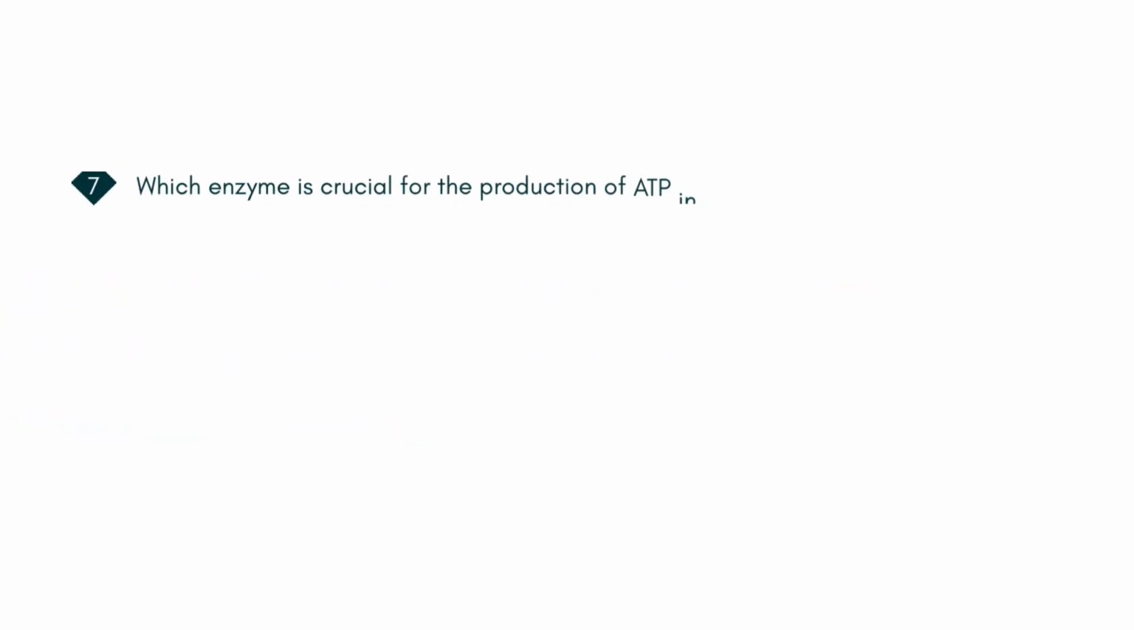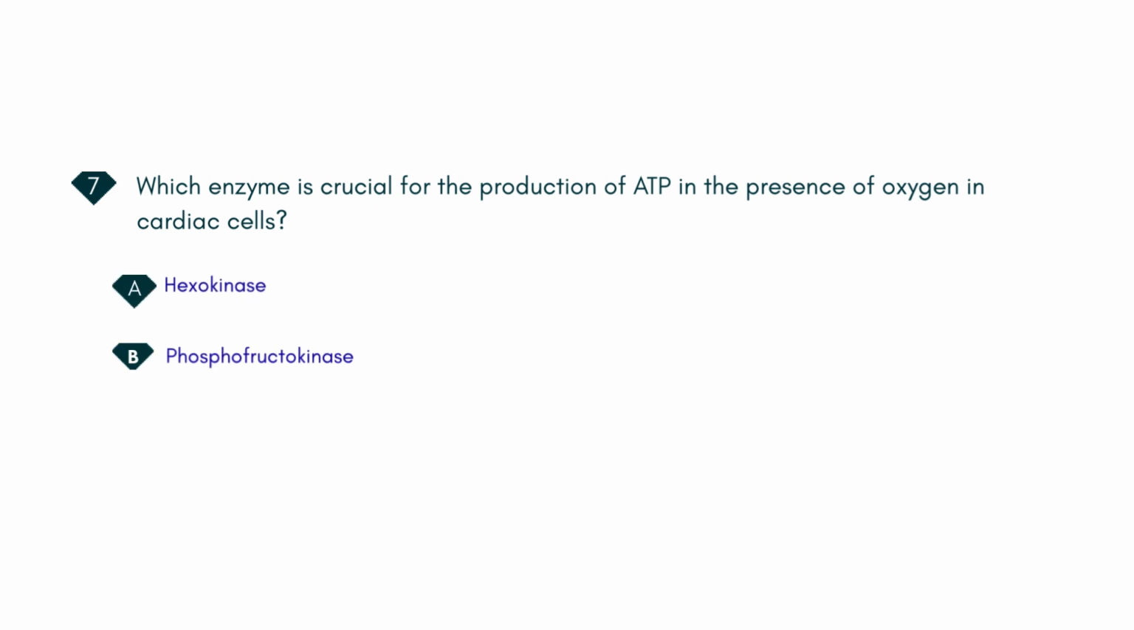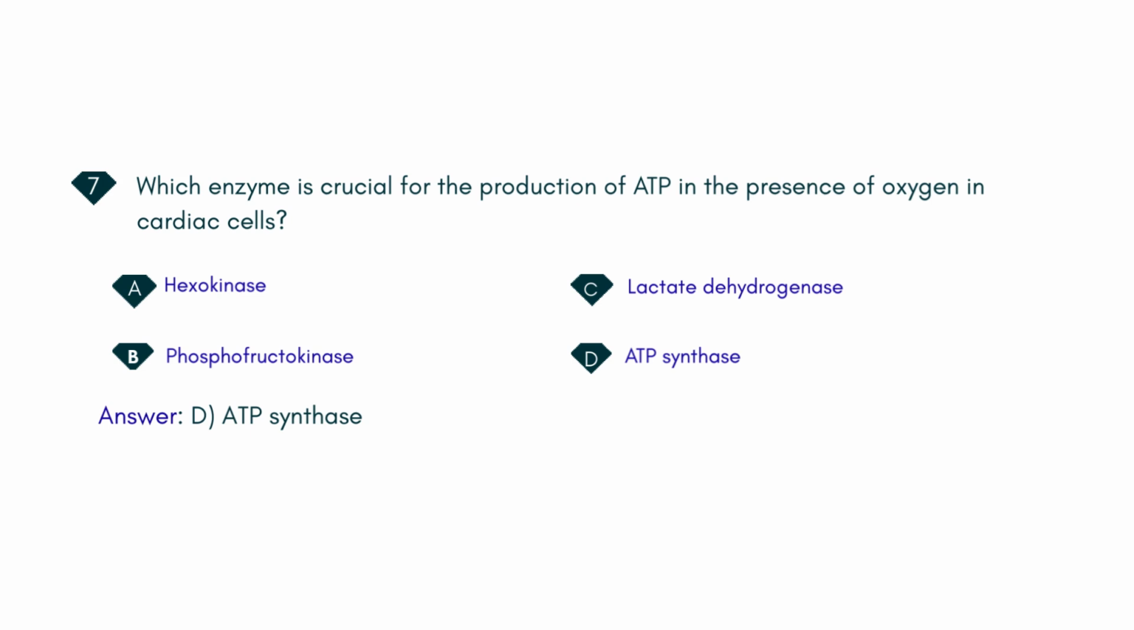Which enzyme is crucial for the production of ATP in the presence of oxygen in cardiac cells? A. Hexokinase. B. Phosphofructokinase. C. Lactate dehydrogenase. D. ATP synthase. Answer D. ATP synthase.